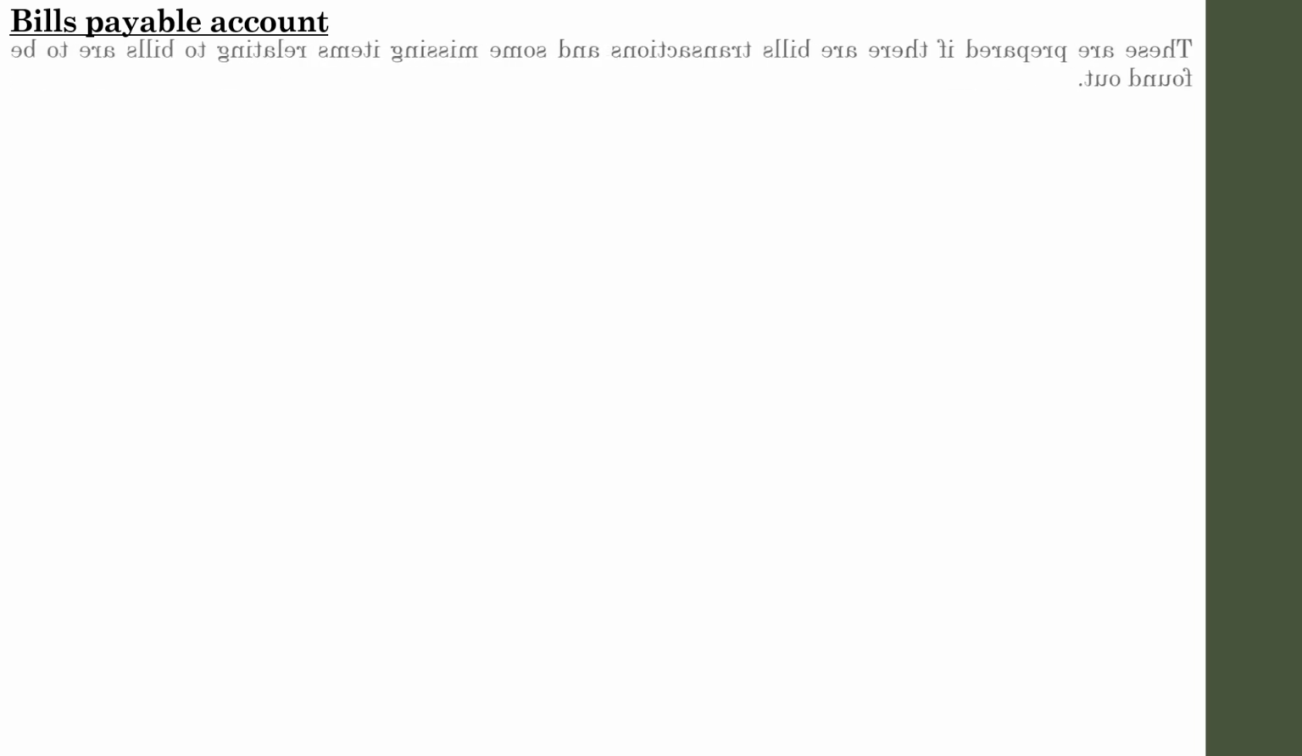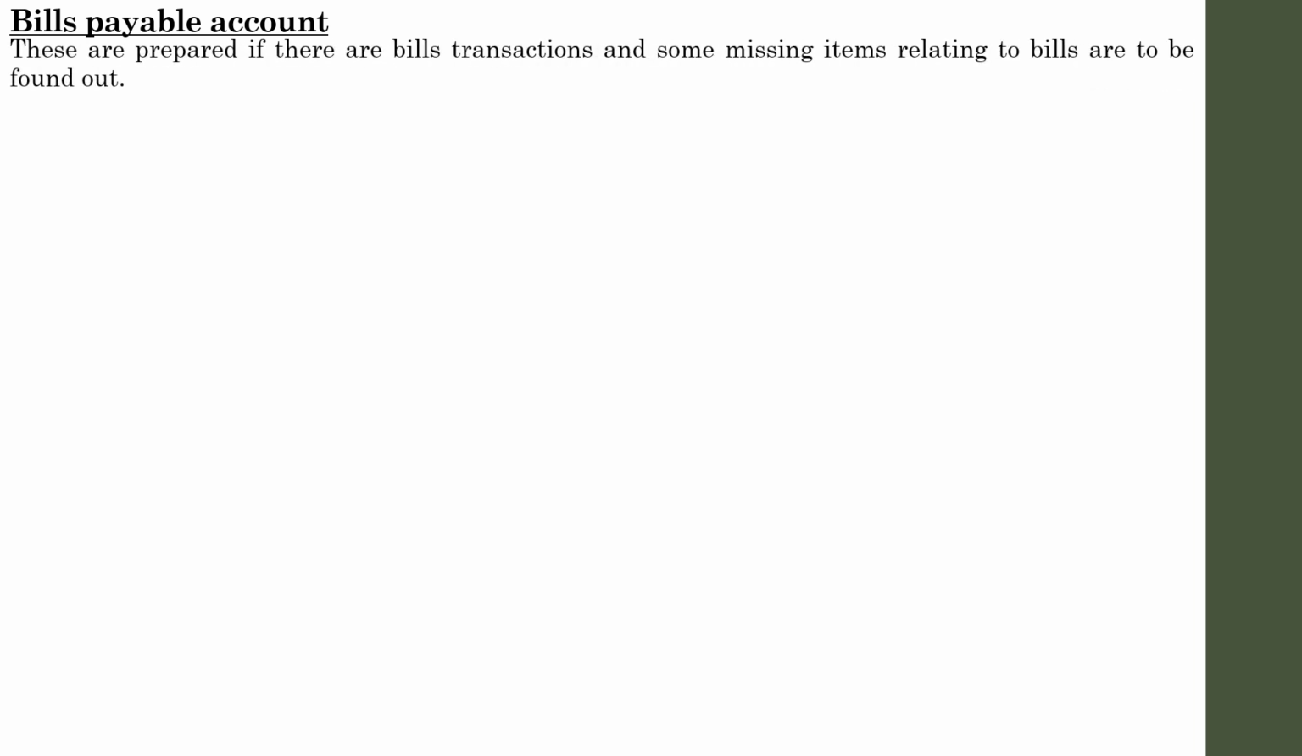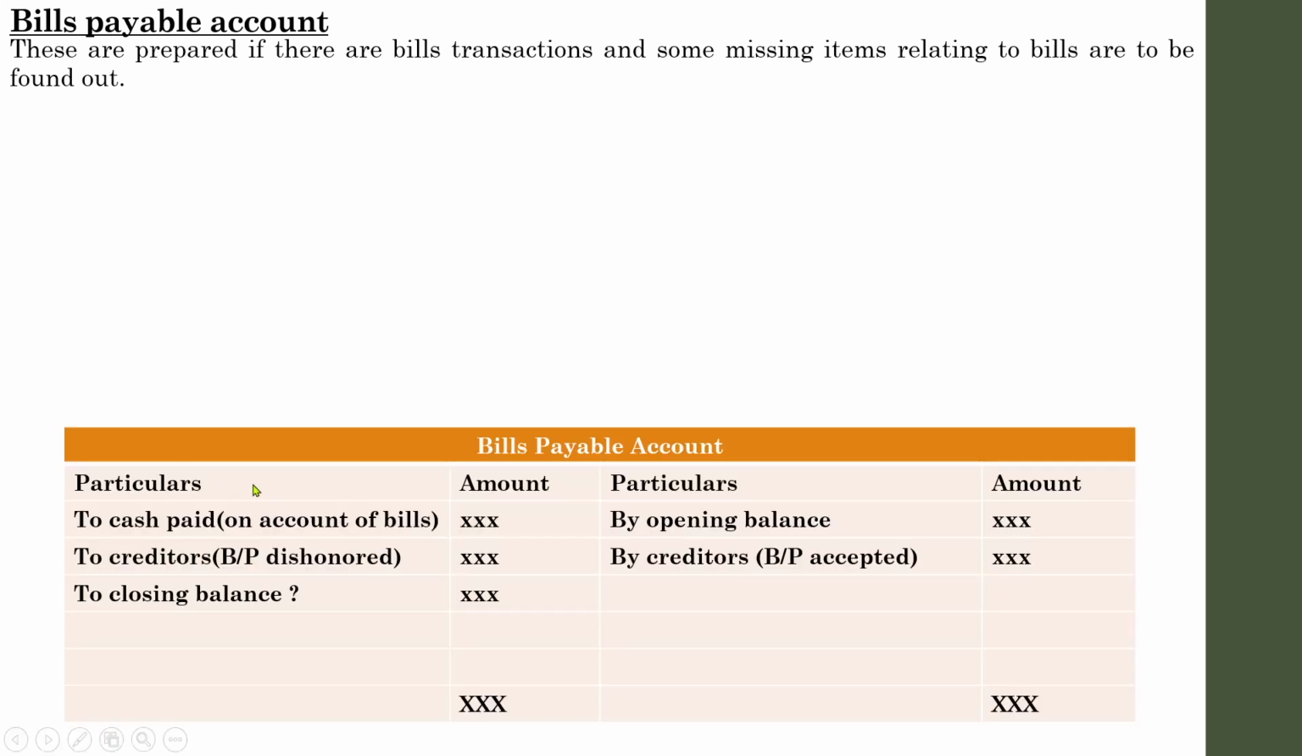bills payable account. This is almost the opposite of bills receivable account. Here the bills payable occurs through an agreement between the businessman and the creditors. Whenever a bills payable is created, the creditors is reduced. So they are prepared. Bills payable account is almost similar to bills receivable account. Usually it may be prepared to find the closing balance, or opening or closing balance is given in the question. You have to find any of the missing figures. So the format of the bills payable account is like this.